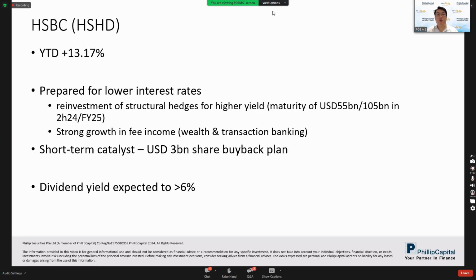Okay. So for HSBC, you want the final counter, right? So HSHD is up 13% for this year. For the year ahead, they're preparing themselves for the lower interest rate environment. They're already reinvesting their structural hedges, which is for the return of their cost of funds. They have a maturity of 55 billion in the second half of 2024, and 105 billion in 2025. So what this means is that when the bank can reprice the hedges of funds, they can look to lower their cost of funds as a bank.